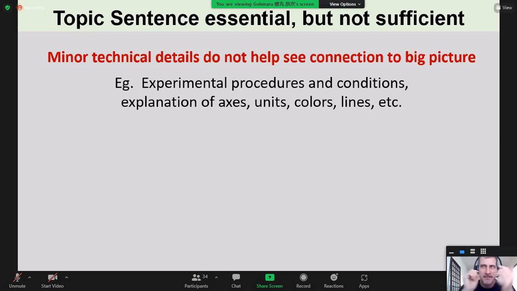Because, first of all, we can read, right? We can see what the x-axis is and the y-axis is. We can see what the lines are. What we cannot see is what that means. So the audience will begin to attempt to interpret the information in the graph by themselves. And very often they interpret it incorrectly.